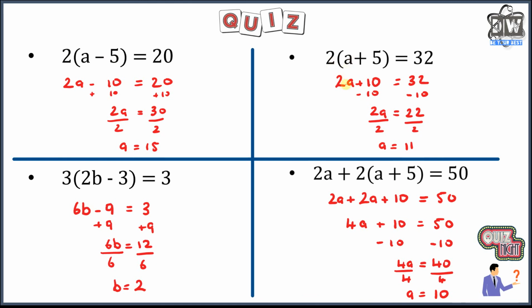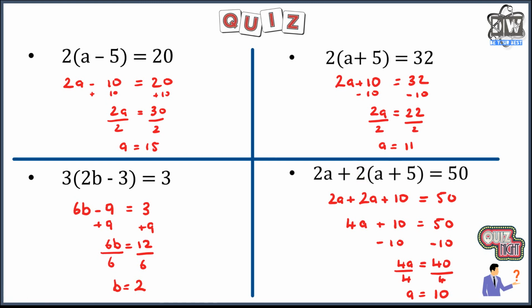Over here, we've gone 2a plus 10 equals 32. Take away, we've done it. I put that back in. We are all good. So for this one, we're multiplying out. 3 times 2b is 6b. 3 times minus 3 is minus 9. Not 3 times 3 is 3. Then work that through. We end up with b equaling 2.